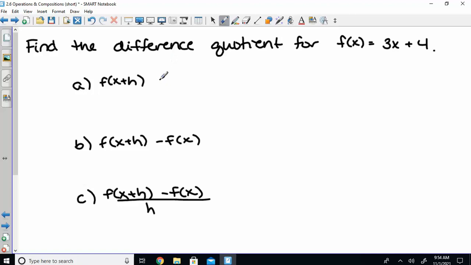So f of x plus h. If I said f of 2, that just means you go to your function, you plug in 2 for your x. So when I say f of x plus h, that means you go to your function, you replace your x with x plus h.